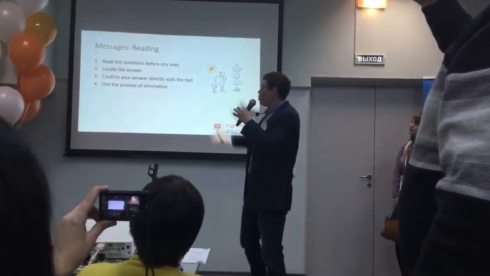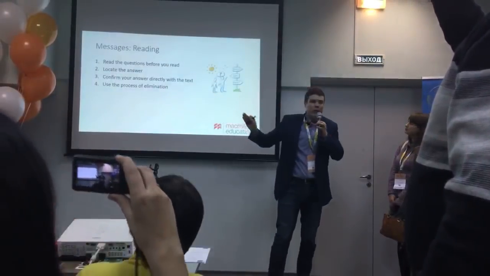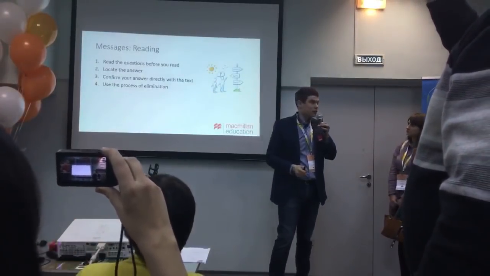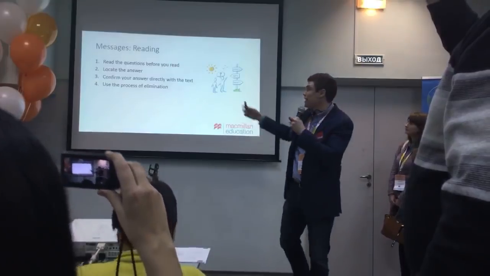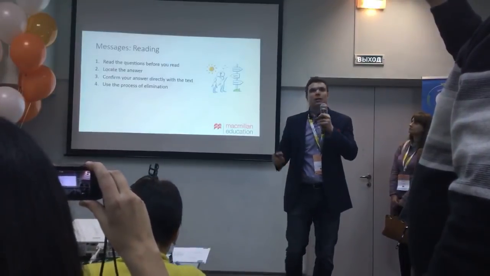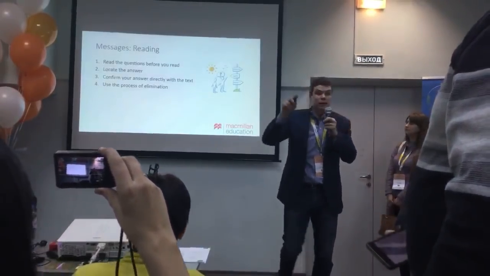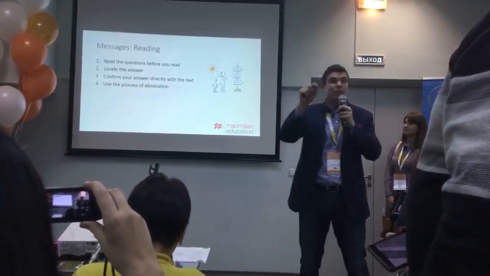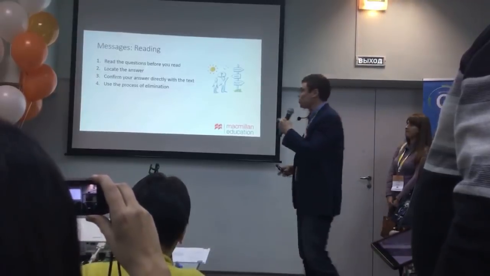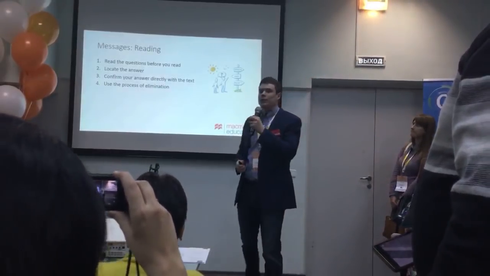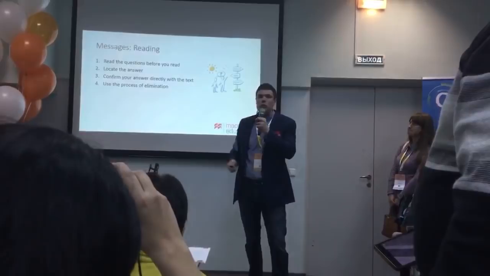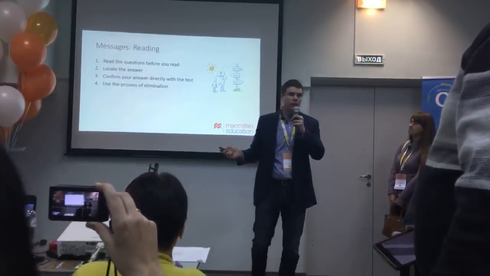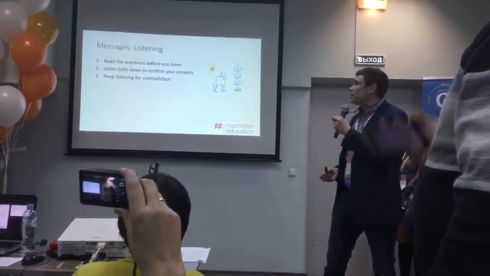First, for reading. Read the questions before you read the text. That's a message. That should be a habit for our students. Second, locate the answer. Not the specific answer, but the area of the answer. Find where that is and search in that area. That's a habit that our students need to have. Message 3, confirm your answer directly with the text. And then use process of elimination. That's reading.